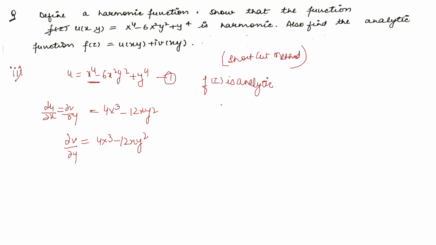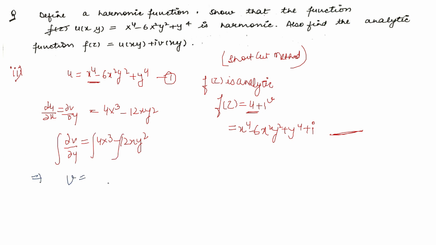Why are we looking for v? Because f(z) is equal to u plus iv, right. We have u as x to the power 4 minus 6x square y square plus y to the power 4, plus i times v. We only need to find the value of v. So from here we can find v when we integrate both sides of the equation. Integrating with respect to y, we get v equals 4x cube y minus xy cube, that is 4xy cube, plus a constant c. Okay, this is the value of v.